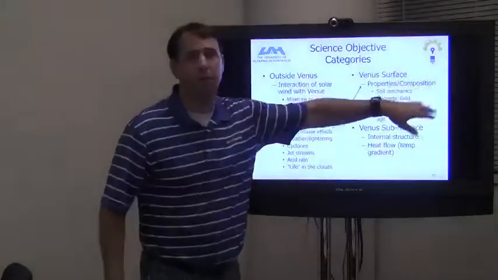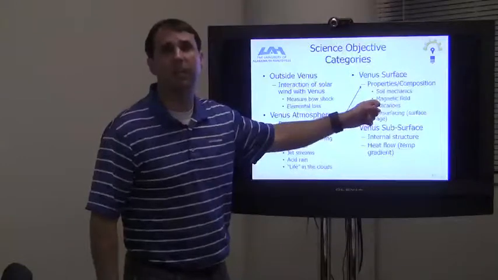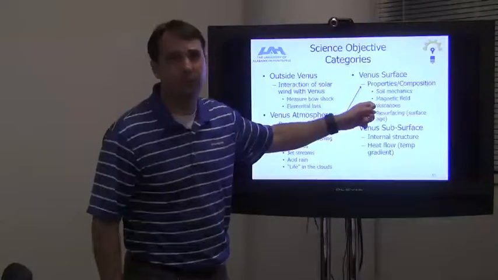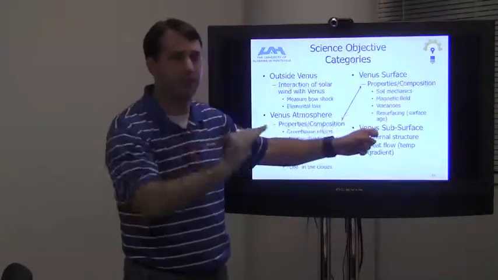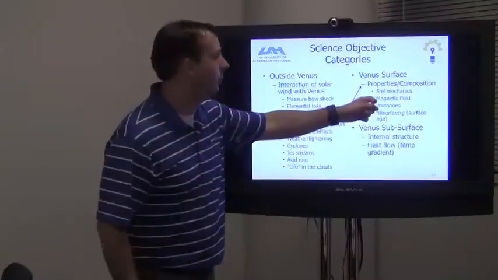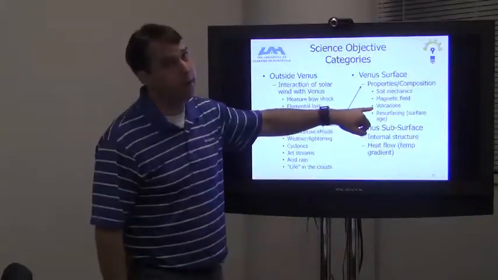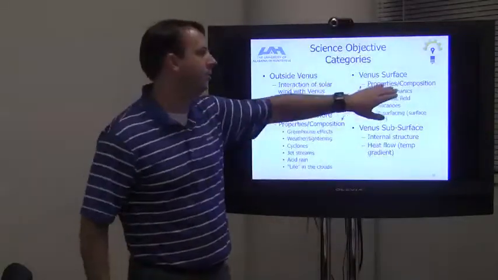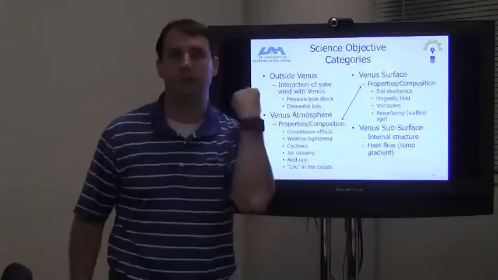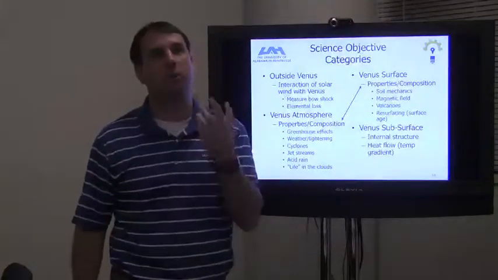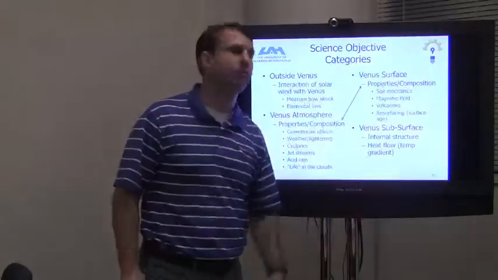But same with the surface. Your science objective could be, okay, we want to go to the surface and see if we can measure even a minute magnetic field. We're hoping for a magnetic field somewhere, because it doesn't make sense that it doesn't have one. Scientists don't know why it doesn't have one. We're looking for one. Soil mechanics, you can look at that. We're looking for volcanoes, but you're looking for properties or composition. The resurfacing, that's the properties of the surface or the composition of the surface. Again, you could boil any of these down to measuring properties or measuring the composition.